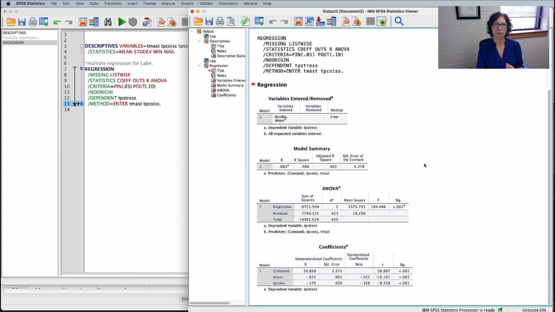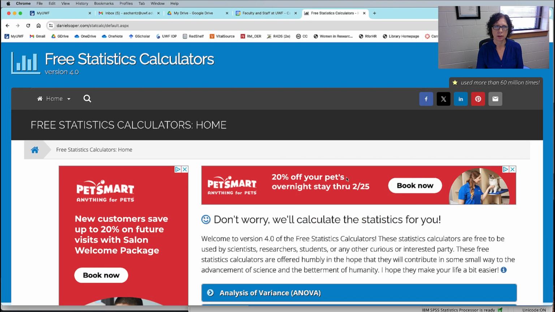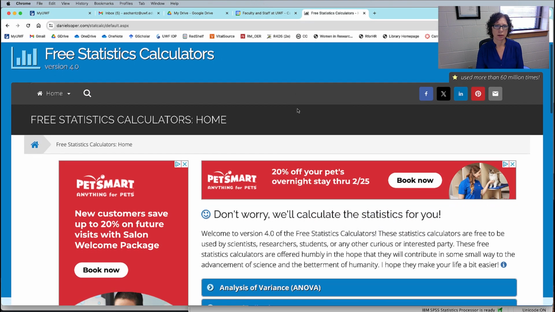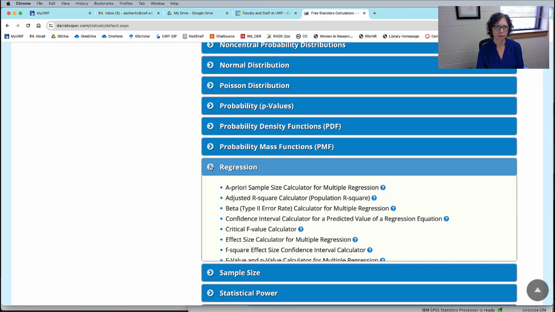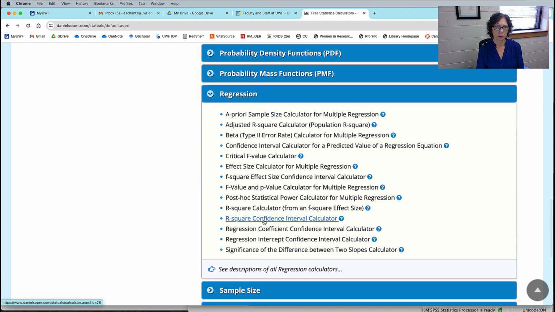Now, the information we don't have in SPSS when we're talking about the model is the confidence interval for this R squared. For that, we got to go back to that Daniel Soper website and scroll down to regression, and look for the regression coefficient. Nope. R-squared confidence interval calculator. That's the one you want.